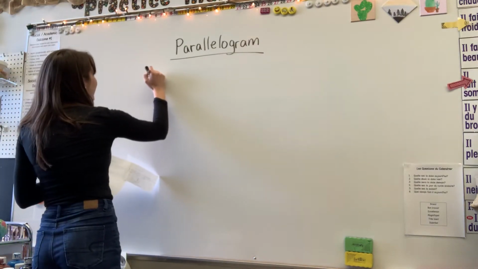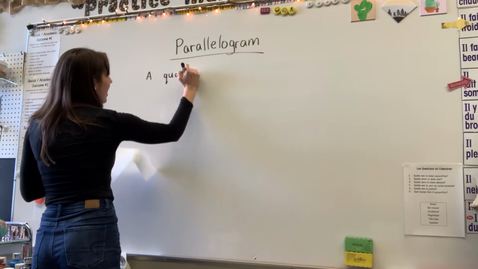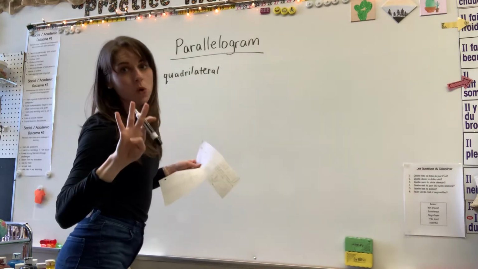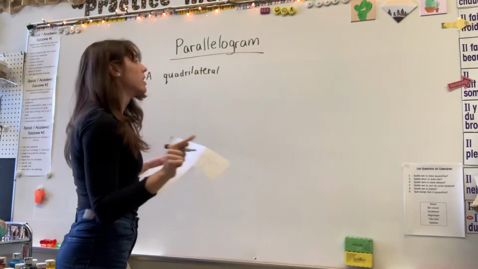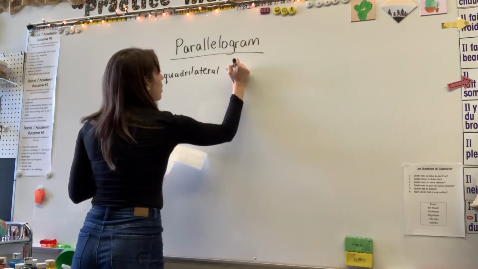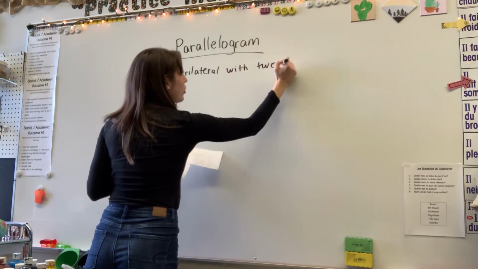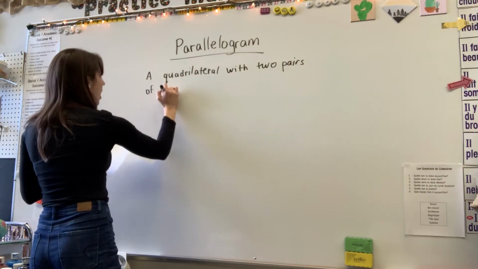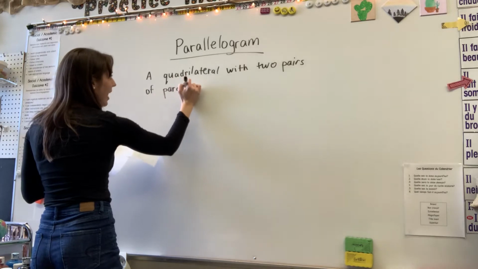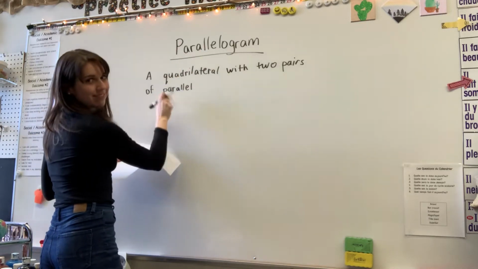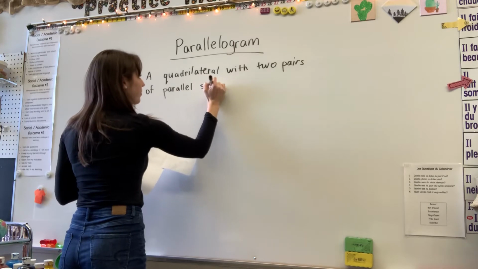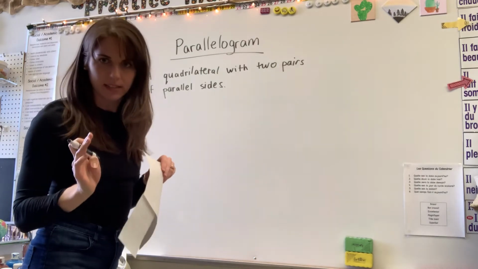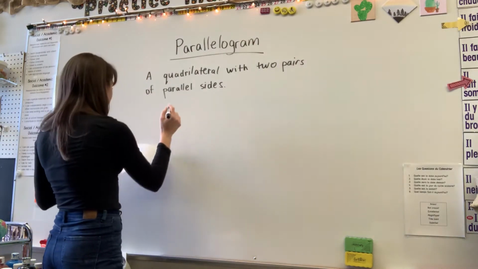A parallelogram is a quadrilateral, which is a four-sided figure. Quad means four. So a quadrilateral with two pairs, this is the important part, of parallel sides. So it has to have two pairs of parallel lines, okay? So here's some examples.